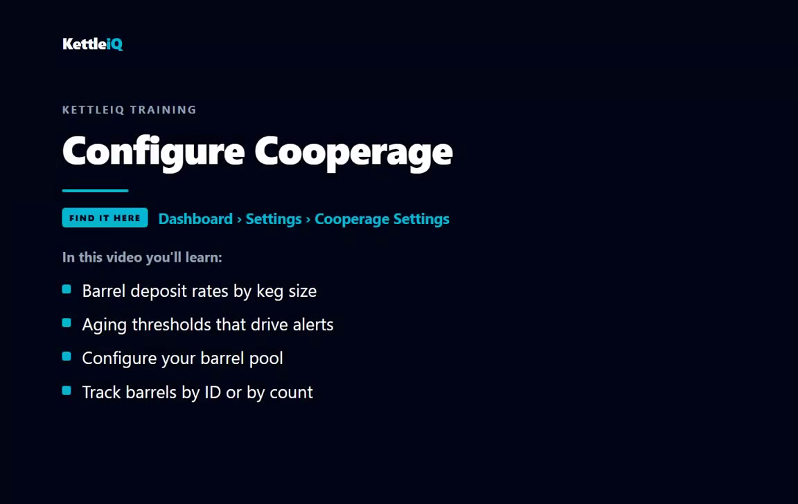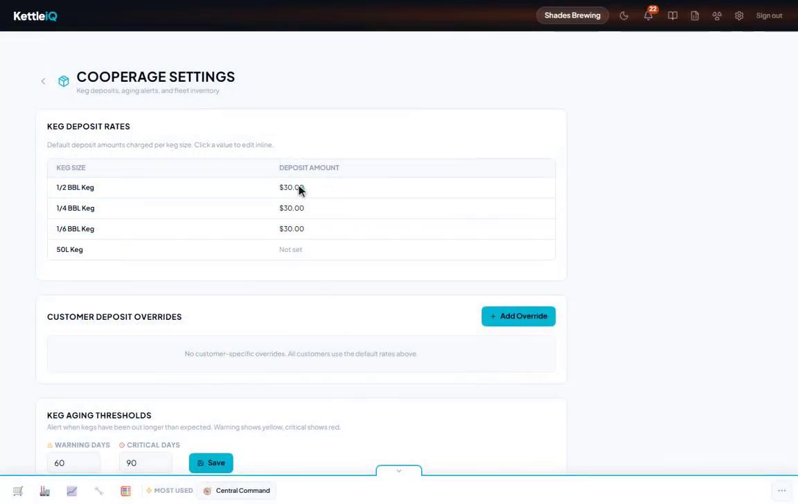Configuring Cooperage in KettleiQ. In this short training, I'll show you how to set your keg deposit rates, aging thresholds, and barrel pool so my alerts and reporting are built on the right numbers. Let's take a look. You'll find this under Settings, Cooperage Settings from your dashboard. If you barrel age or track keg deposits, this page sets up how I manage your barrel pool.